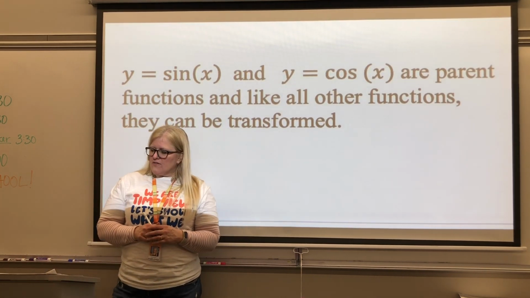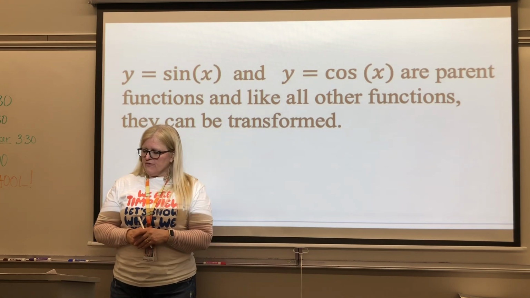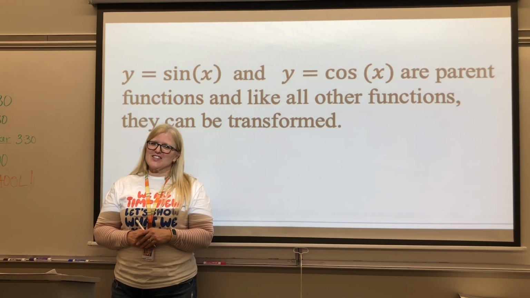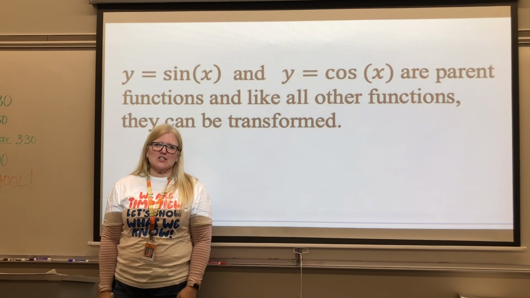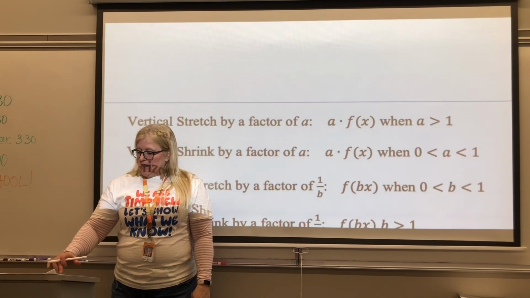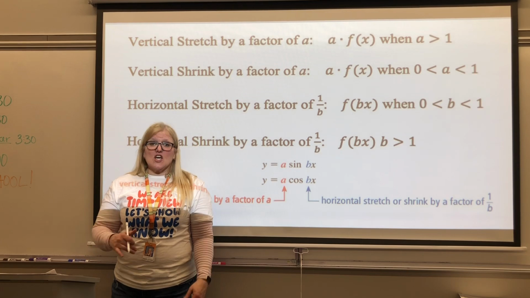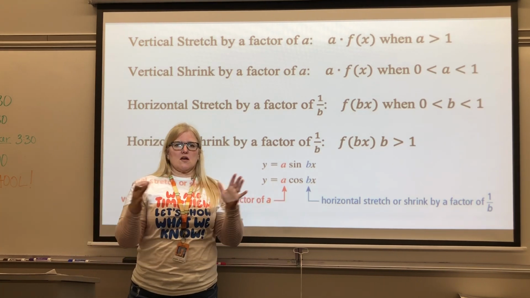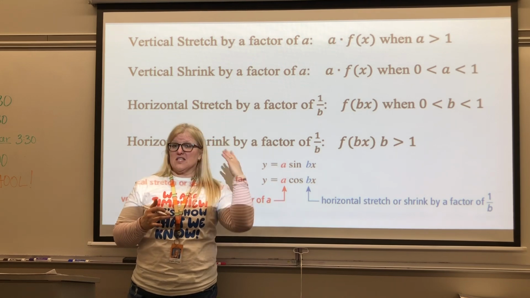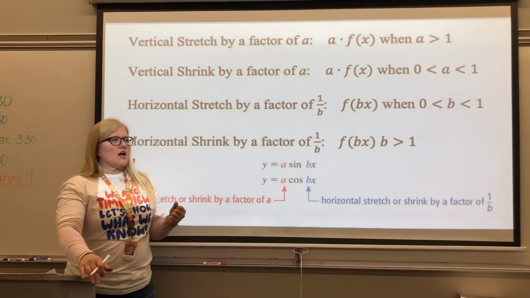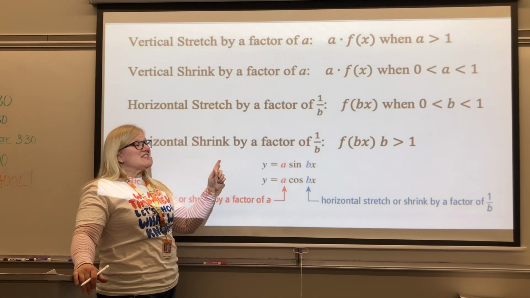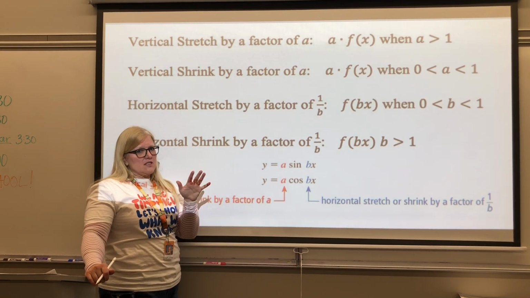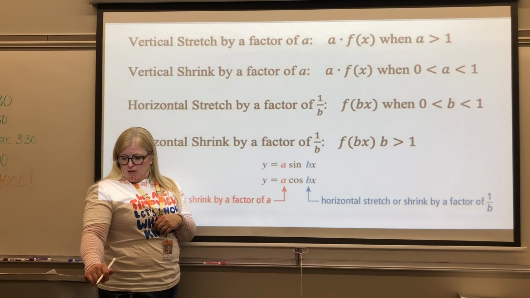So y equals sine of x and y equals cosine x are parent functions, and like all other functions, they can be transformed. Boy, we're getting so good at this. But we're not going to talk about translations, back and forth and up and down, today. But we are going to talk about vertical stretches and shrinks, and we haven't talked about it before, but horizontal stretches and shrinks, and they get a little confusing.